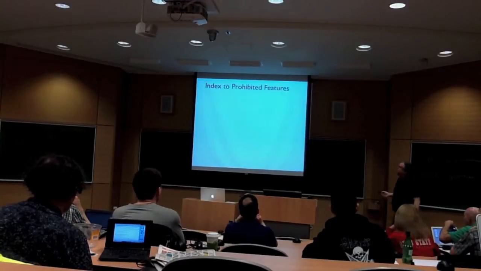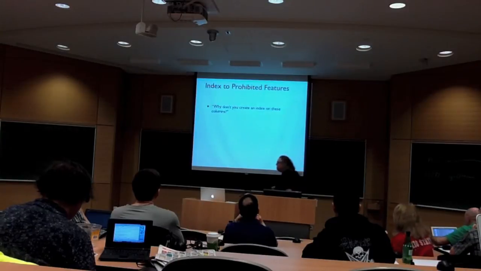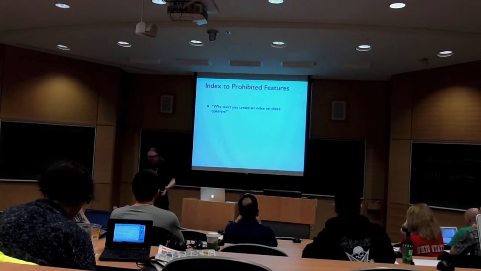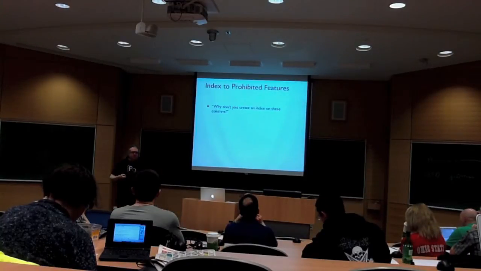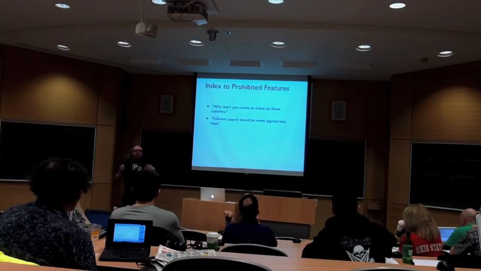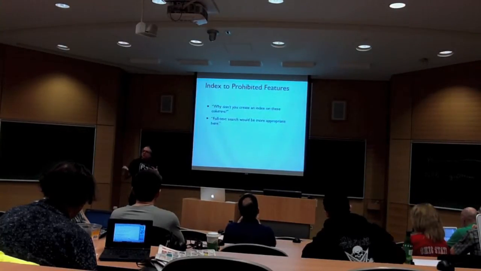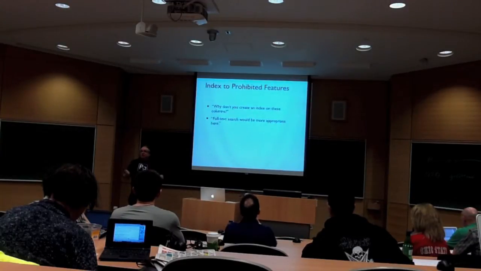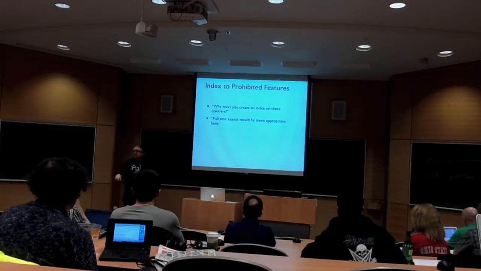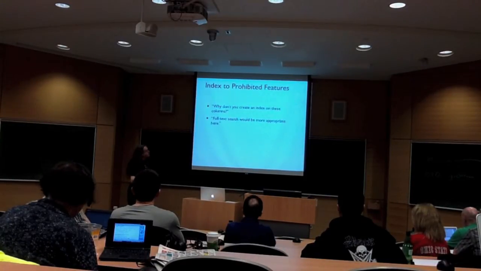A lot in ORMs. The index to prohibited features. So you come in and you look and the queries are performing badly, and you say, well, you're querying this column, maybe you should index it. Or you say, look, customers are doing a big lookup across a huge field. Well, what you're really trying to do is emulate full text search. Postgres has full text search built in. Why don't you use that? It's pretty cool.